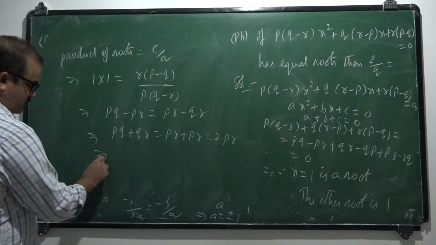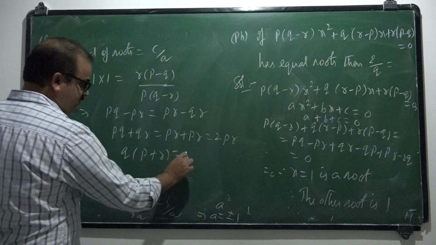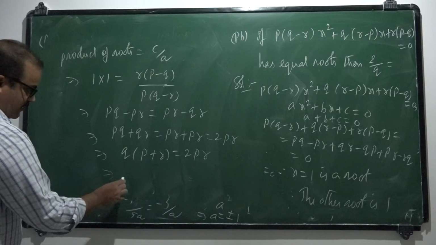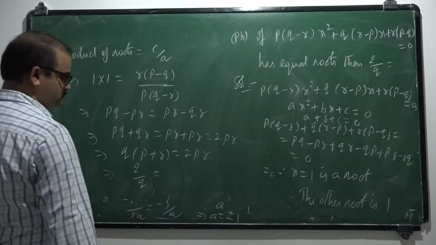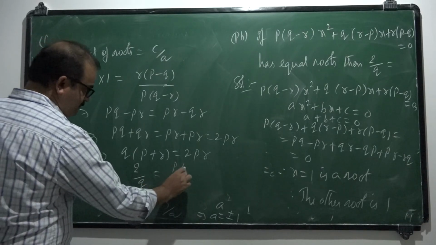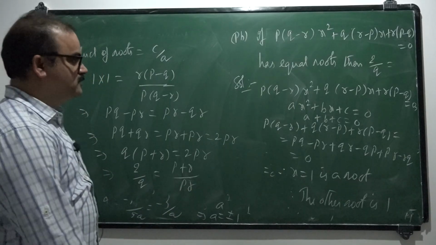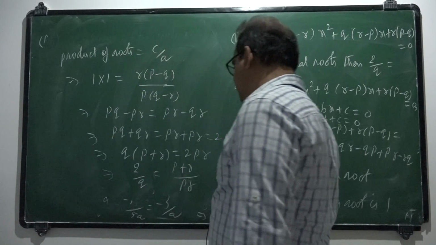PQ plus QR is equal to PR plus PR, that is 2PR. Okay, now take Q common here. Q into P plus R is equal to 2PR. Write it as 2 by Q is equal to P plus R by PR. So the value of 2 by Q is P plus R by P into R.